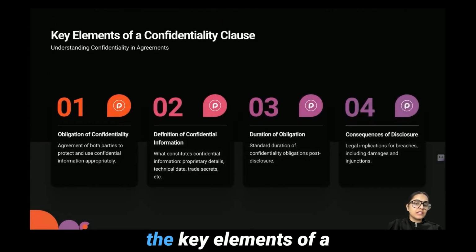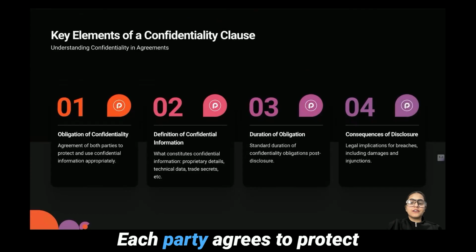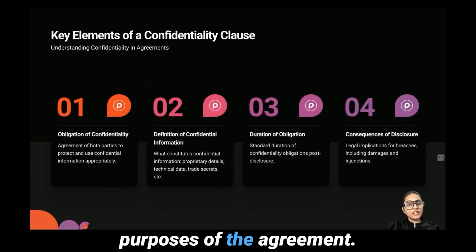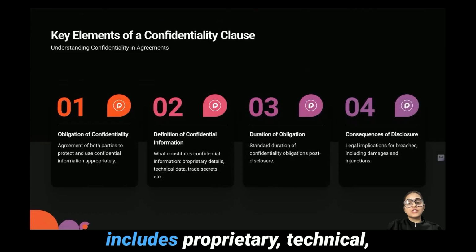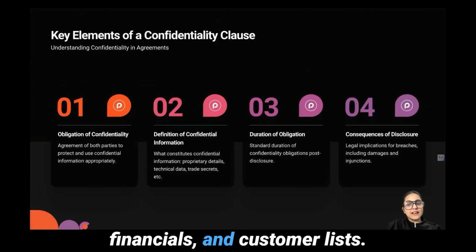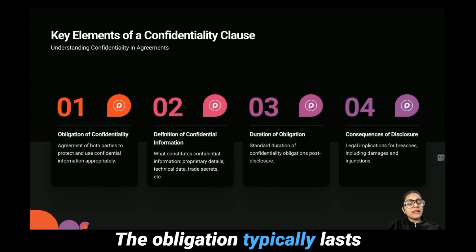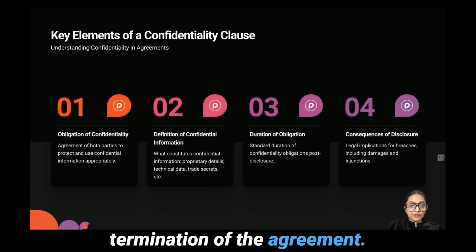Now let's break down the key elements of a confidentiality clause. 1. Obligation of confidentiality. Each party agrees to protect confidential information and use it only for the purposes of the agreement. 2. Definition. Confidential information includes proprietary, technical, and business details like trade secrets, algorithms, financials, and customer lists. 3. Duration. The obligation typically lasts for 3 years after disclosure or termination of the agreement.